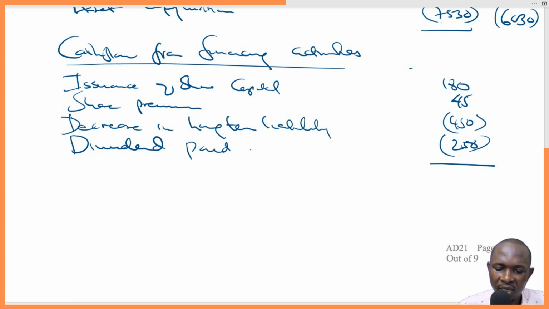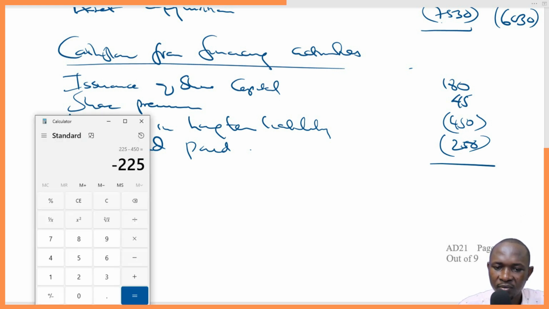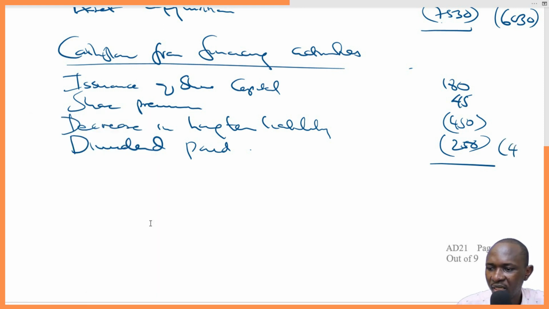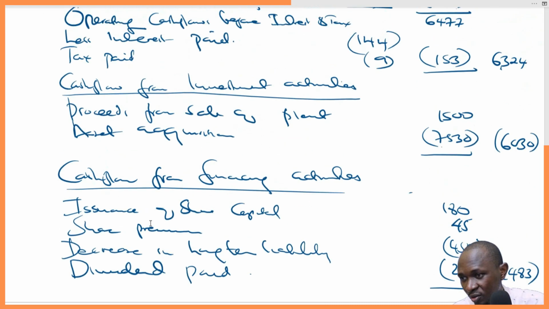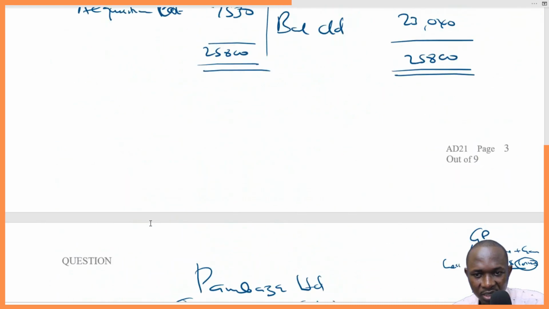So let's go back again. I think we had this figure with us. So minus 258. What do we have? Negative 483. Hope now that one will be correct. I hope we've not forgotten anything else. Maybe let's just have a look.